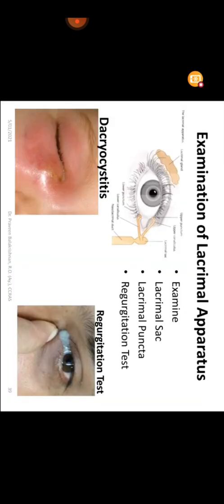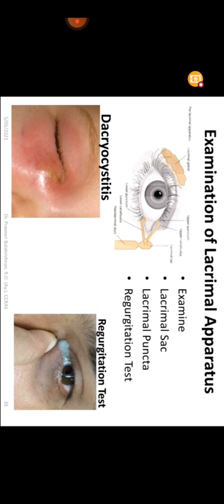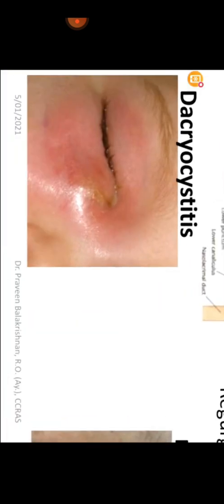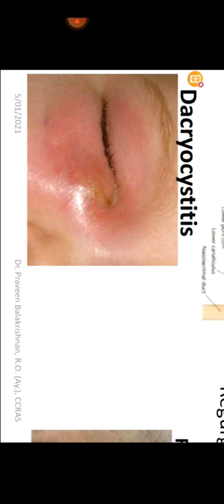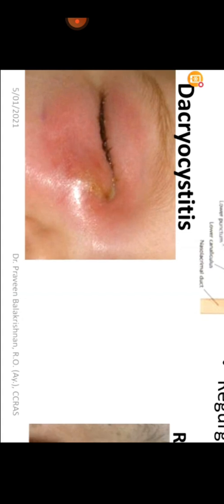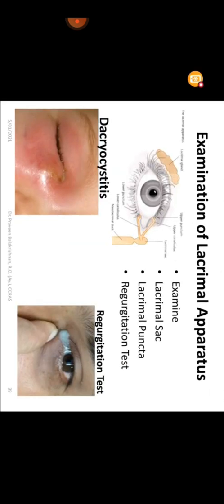Okay. So now we need to examine the lacrimal sac, lacrimal punctum, and do a regurgitation test, which is very important. This is a very common clinical presentation, dacryocystitis, which you get in OPDs. You can see the lacrimal sac being inflamed. We call it Puyalasa in our science.